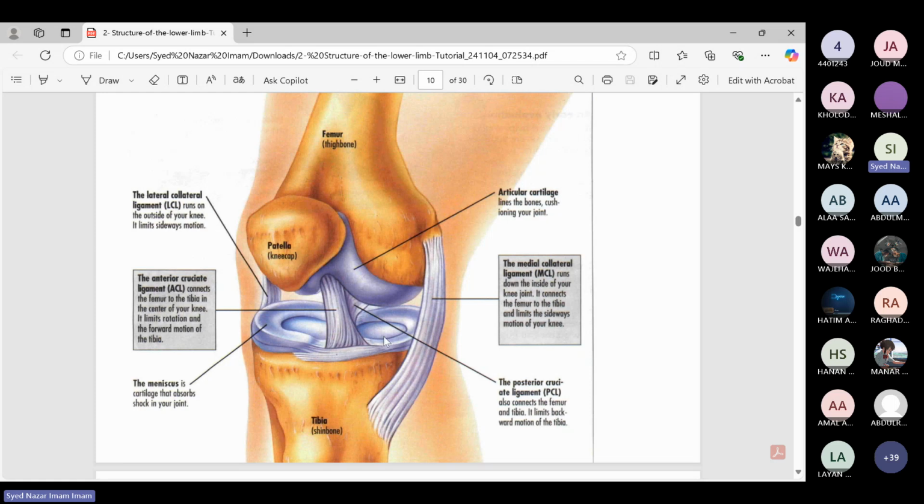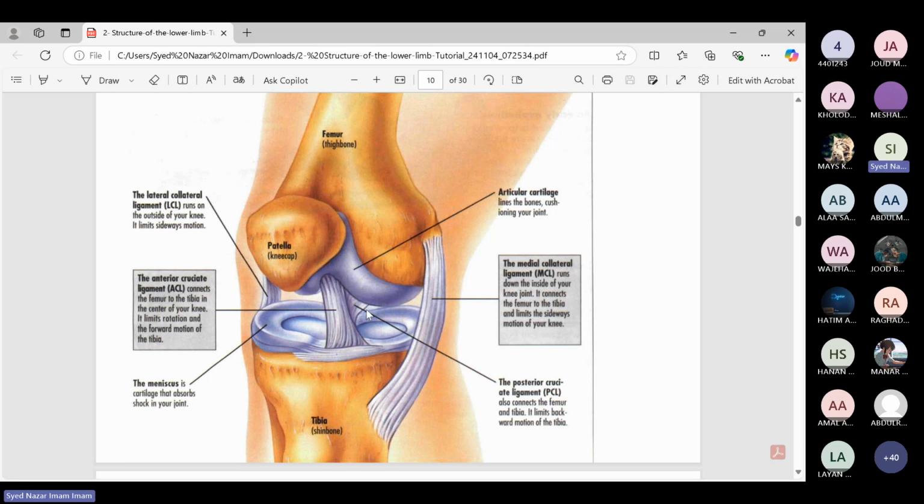And then we have two menisci. Menisci, actually, are not ligaments, they are fibrocartilage, they are cartilage. But for the purpose of understanding, we have divided them into intracapsular ligaments. So in some books, you will see that they are mentioned as cartilage, and in some books, you will see that they are mentioned as intracapsular ligaments. So they are cartilage, but we are classifying them as intracapsular ligaments for the purpose of reading only. So we have four extracapsular ligaments and four intracapsular ligaments.